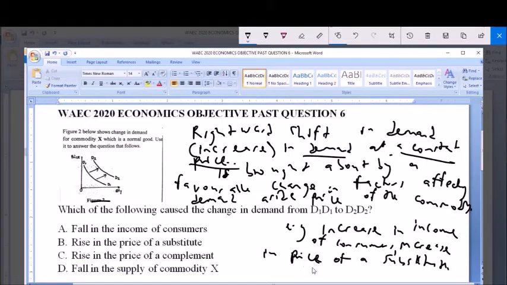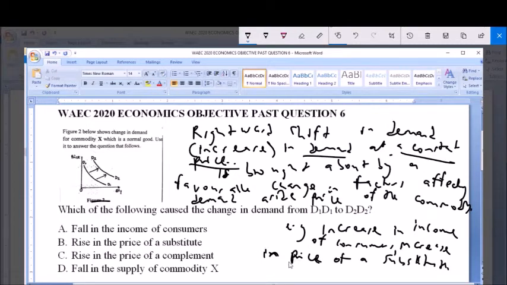And now, another favorable factor we saw is the increase in price of a substitute. Now, when the price of a substitute increases, the consumers will go for the cheaper product. Okay, they will go for the cheaper product irrespective of the fact that the price of that product hasn't changed. But because the price of the substitute has increased, they will go for a cheaper commodity or a cheaper product that can still perform that same function that they want. So this also causes a rightward shift in the demand.